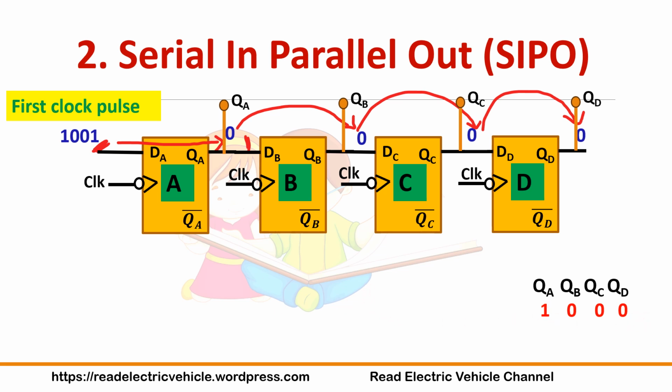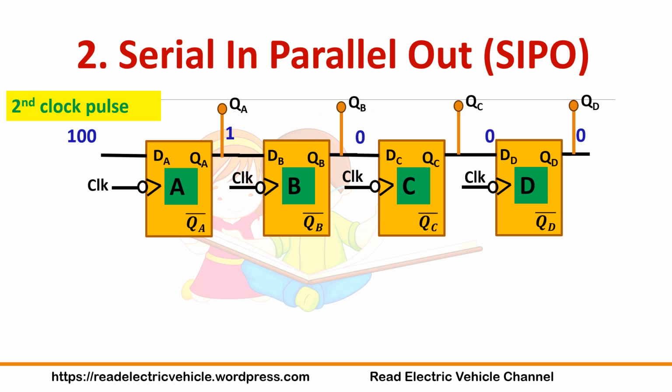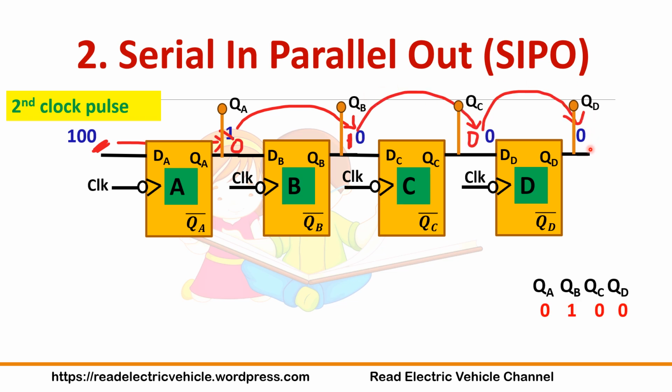Now you give the second clock pulse. So this second bit of data should be moved here. So it will come here, and this 1 will come here, and this 0 will come here, and this 0 will come here. So at the end of the second clock pulse, if you see all the 4 outputs, it will be 0, 1, 0, 0.